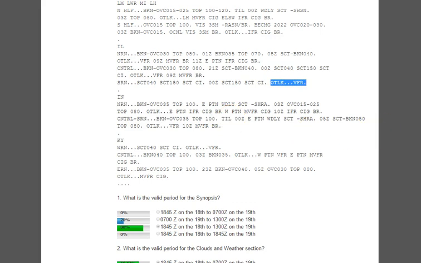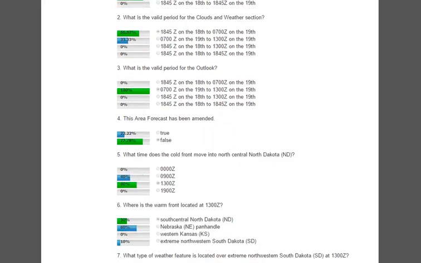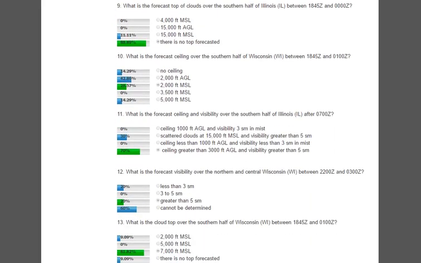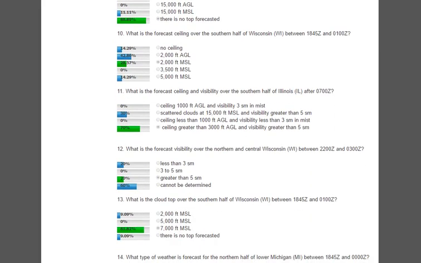And VFR means that the ceiling, in this case, since we're looking at either IFR, MVFR, or VFR, VFR would mean ceiling's better than 3,000 feet and visibility is better than 5 miles. So that would be the answer to number 11. Ceiling's greater than 3,000, visibility is better than 5 miles. Number 12, what is the forecast visibility over the northern and central Wisconsin? Over northern and central Wisconsin between 22 and 3 Zulu.